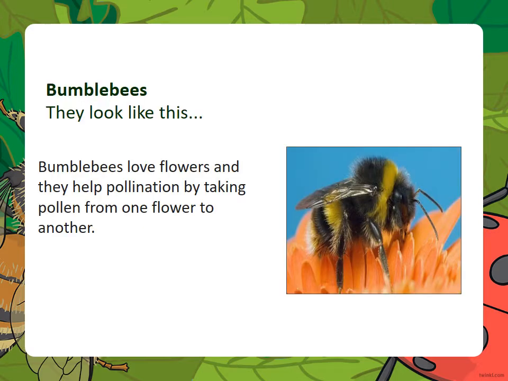Bumblebees. Have you seen bumblebees? They look like this. Bumblebees love flowers and they help pollination by taking pollen from one flower to another flower. Isn't it really very interesting? It is so helpful for us.